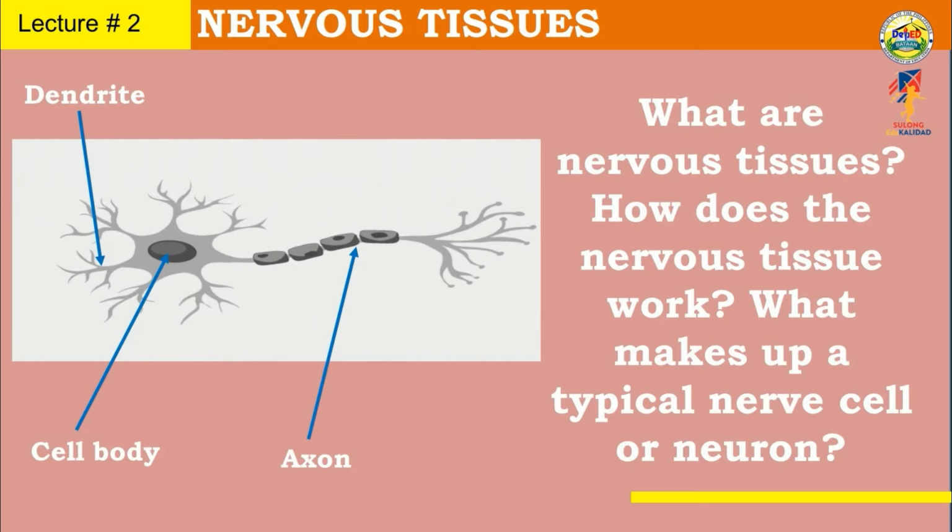And that ends our discussion. Those are the four basic types of tissue: the epithelium, the connective tissue, the muscular tissue, and the nervous tissue. And for the last part of our session, we are going to have an assessment.